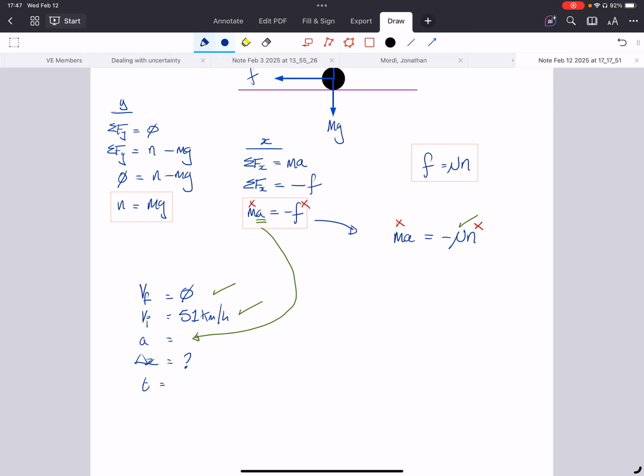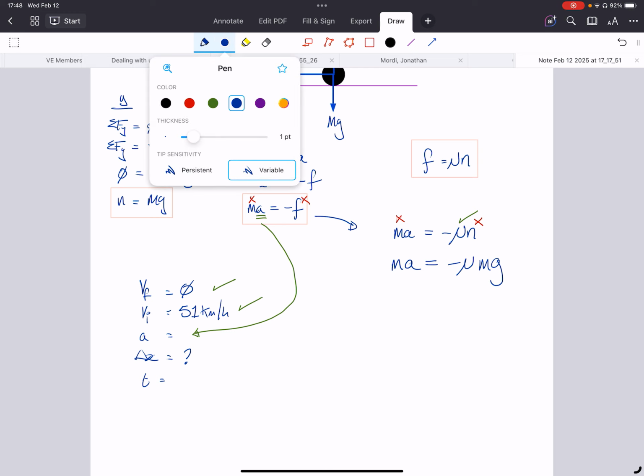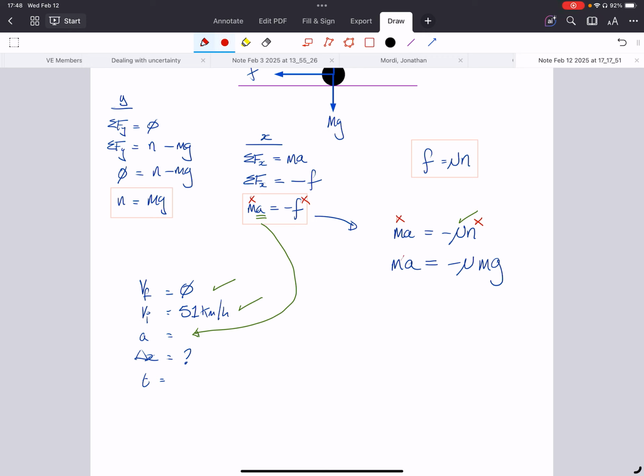What else could we do? Well, I've got another equation over here I haven't looked at yet. And this equation tells me that the normal force is the same as mg. So instead of writing n for normal force, I can write mg for mass times the acceleration due to gravity. So let's do that. That would give me m times a equals negative mu times m times g. And I'm hoping this jumps out at you, but at this point, see how we've got the m on both sides? It can just cancel out.